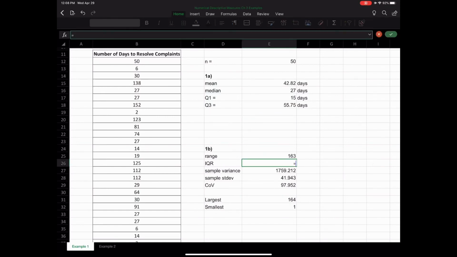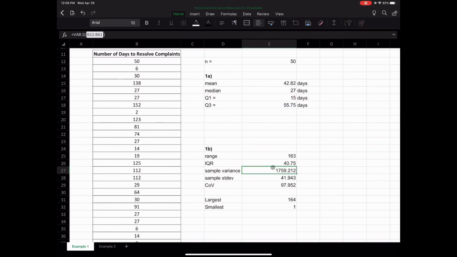Once we have Q1 and Q3, we can calculate the IQR. IQR is just your Q3 minus your Q1. So 55.75 minus 15, and that's your IQR. IQR is 40.75, and that's your answer there.